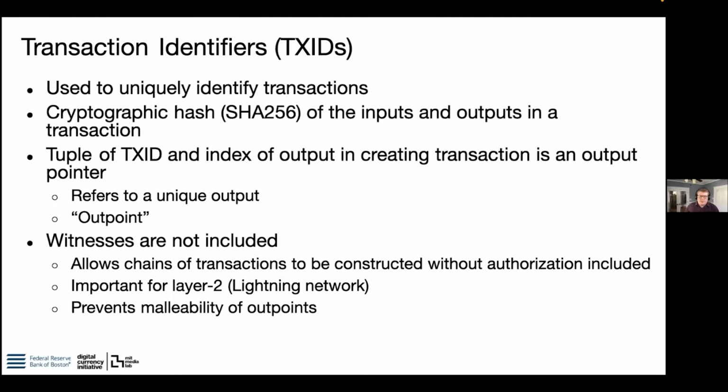Importantly, the witness data, the witnesses, are not actually included in the transaction ID. This is important to support layer 2 platforms, particularly the Lightning Network, because it allows you to generate chains of transactions without authorization being included. It also prevents malleability of the transaction, because no matter how you sign a transaction, as long as you have the same set of inputs and outputs, you always get the same unique transaction identifier.